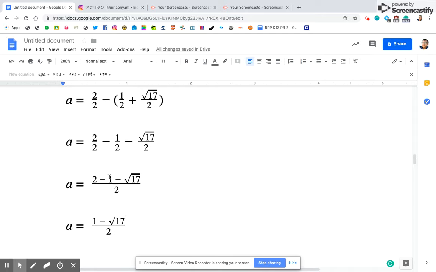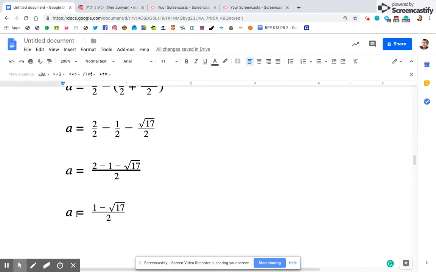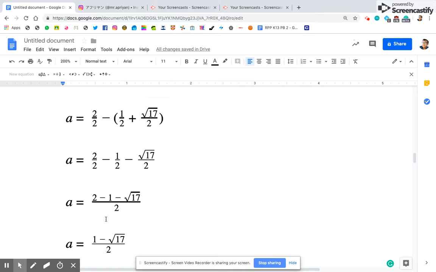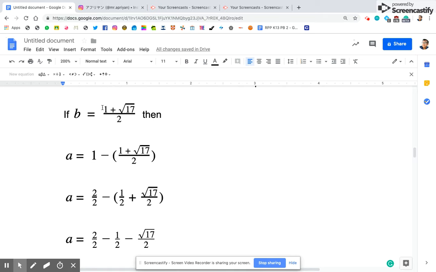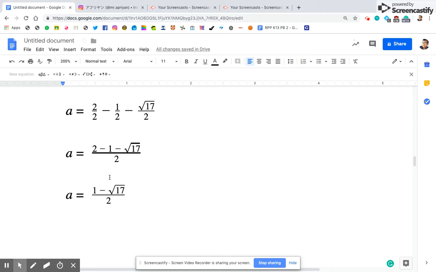We can simplify the left one. 2 minus 1 equals 1. So finally, we can find the answer of A is 1 minus square root of 17 over 2. Yeah. So if our B is 1 plus square root of 17 all over 2, the value of A will be 1 minus square root of 17 all over 2.